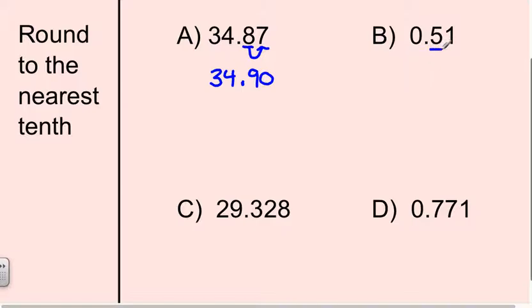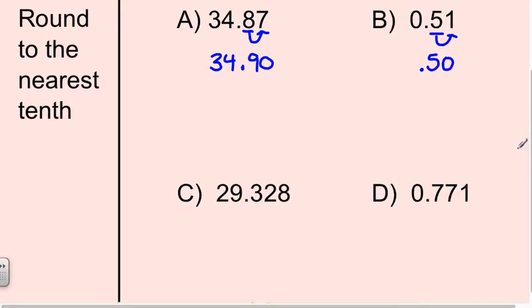Again, I'm going to underline my 5. I look to the number behind. That's simply a 1, which tells me that it's going to remain the same. The 5 does not change. And then I can put a 0 in the place of everything else. Hit pause, try C and D, and see what you get.